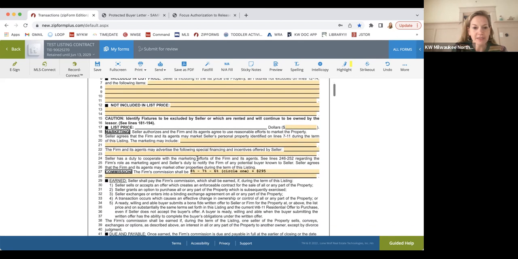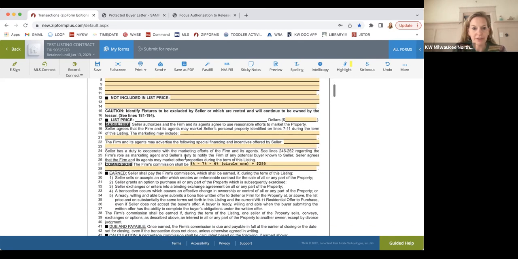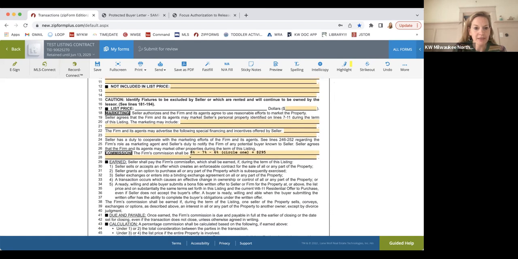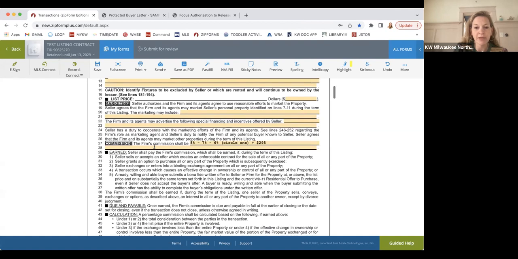Then on line 17 is where you will indicate what the listing price is. Lines 18 through 20 is where you will describe our marketing efforts. So seller is giving an authorization as well. Seller authorizes and the firm and its agents agree to use reasonable efforts to market the property. Seller agrees that the firm and its agents may market the seller's personal property identified on lines 7 through 11 during the term of the listing, and this marketing may include, and then here, you're just going to describe how you are going to market the property.